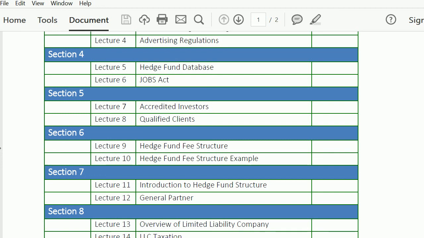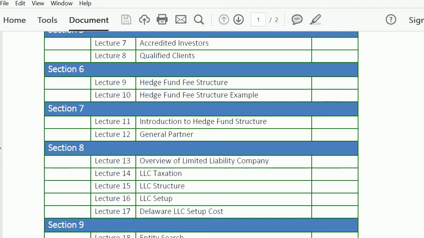And then we'll get into the hedge fund structure, and we'll talk about the term general partner and why that's important. Then in lectures 13 through 17, we'll talk about the LLC, a limited liability company, and how the LLC is taxed, the LLC structure, how the LLC is set up, and some of the costs involved, especially if you want to set it up in Delaware.